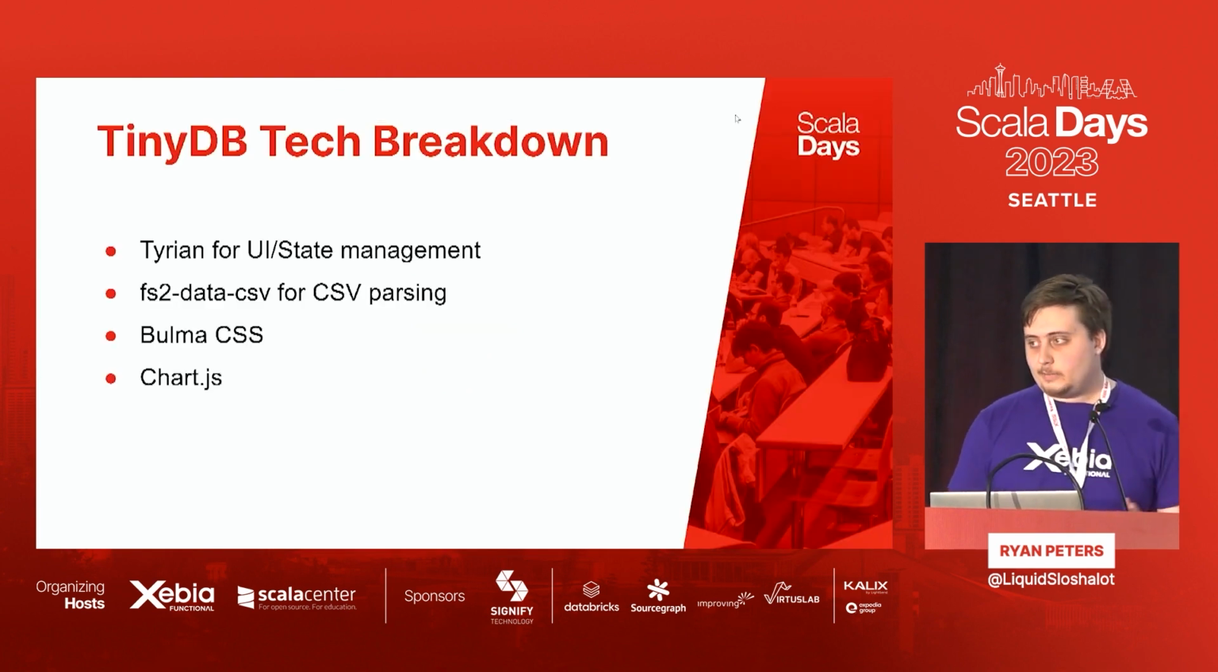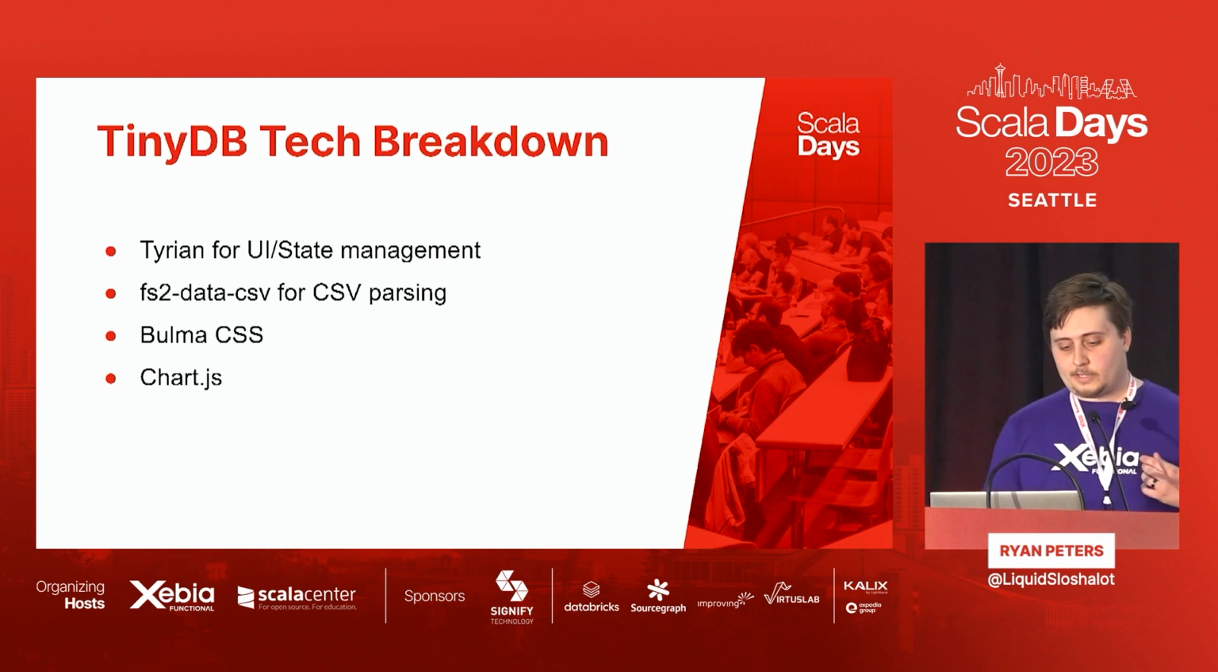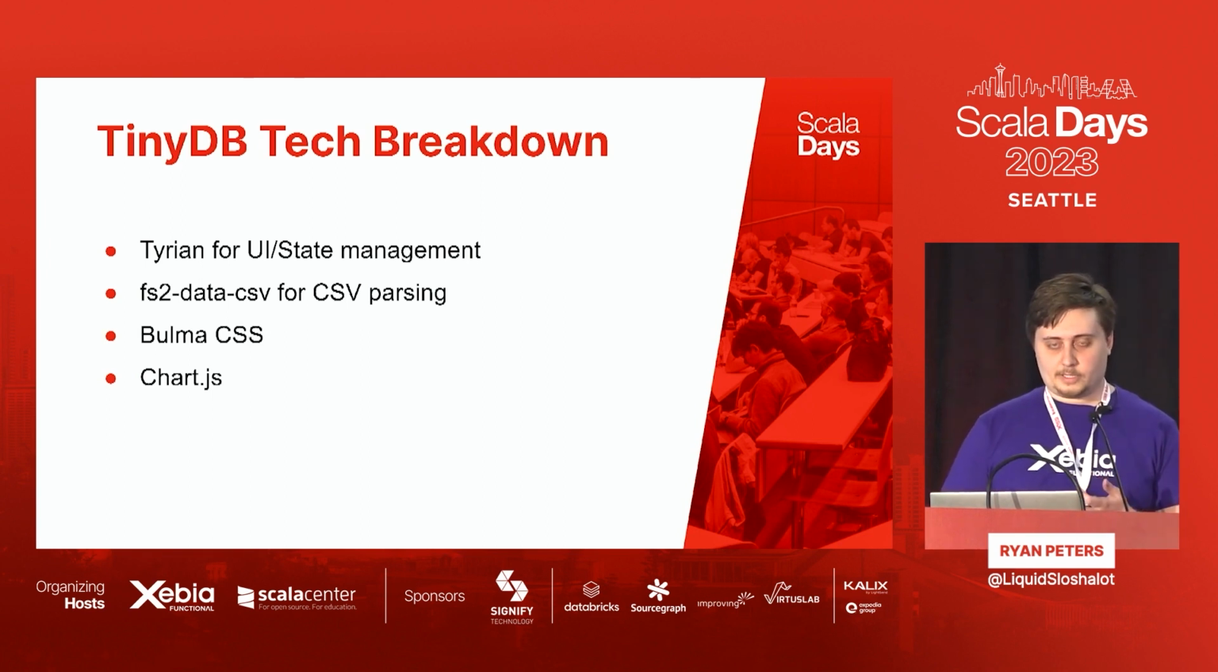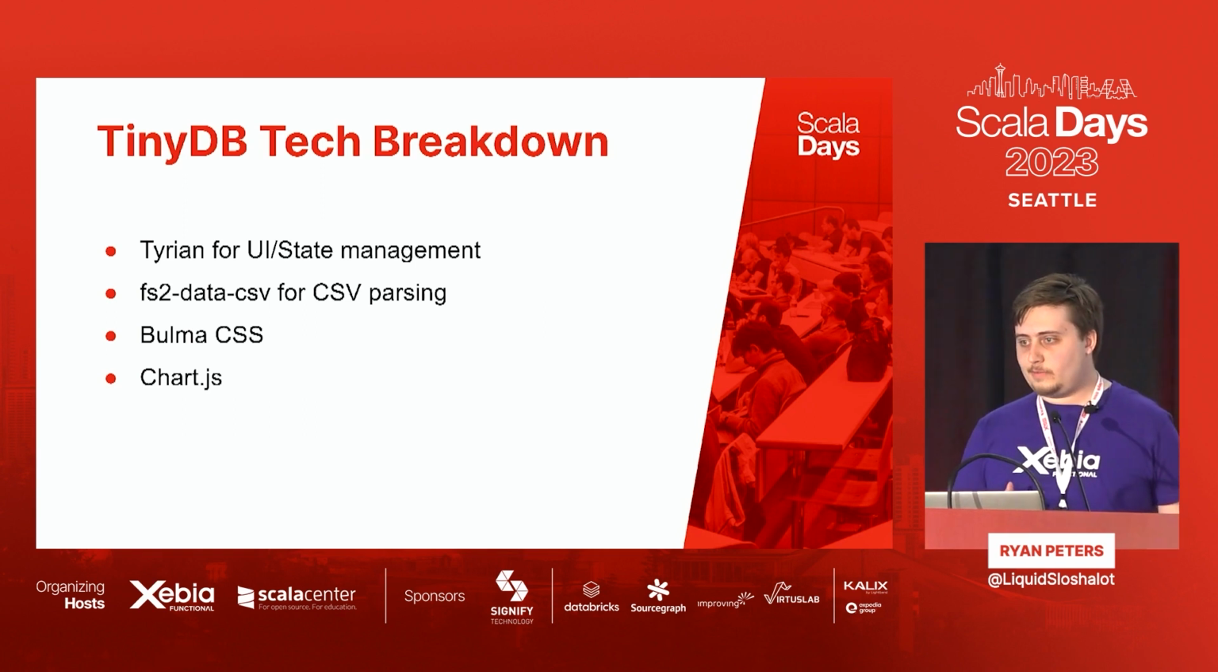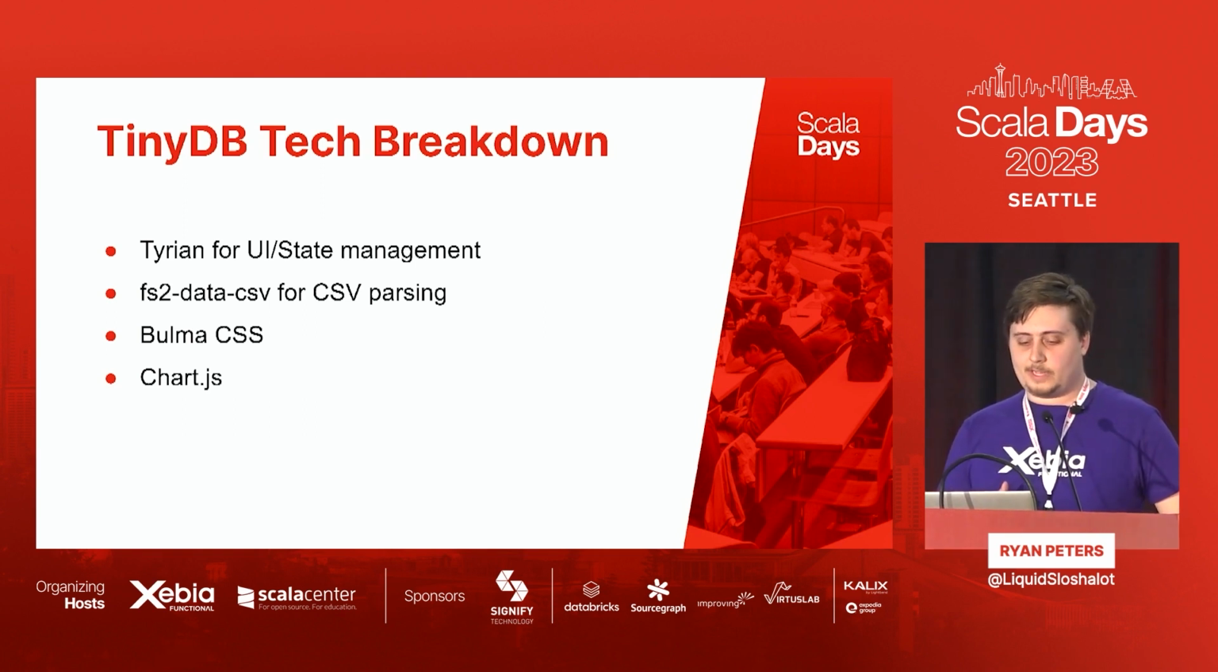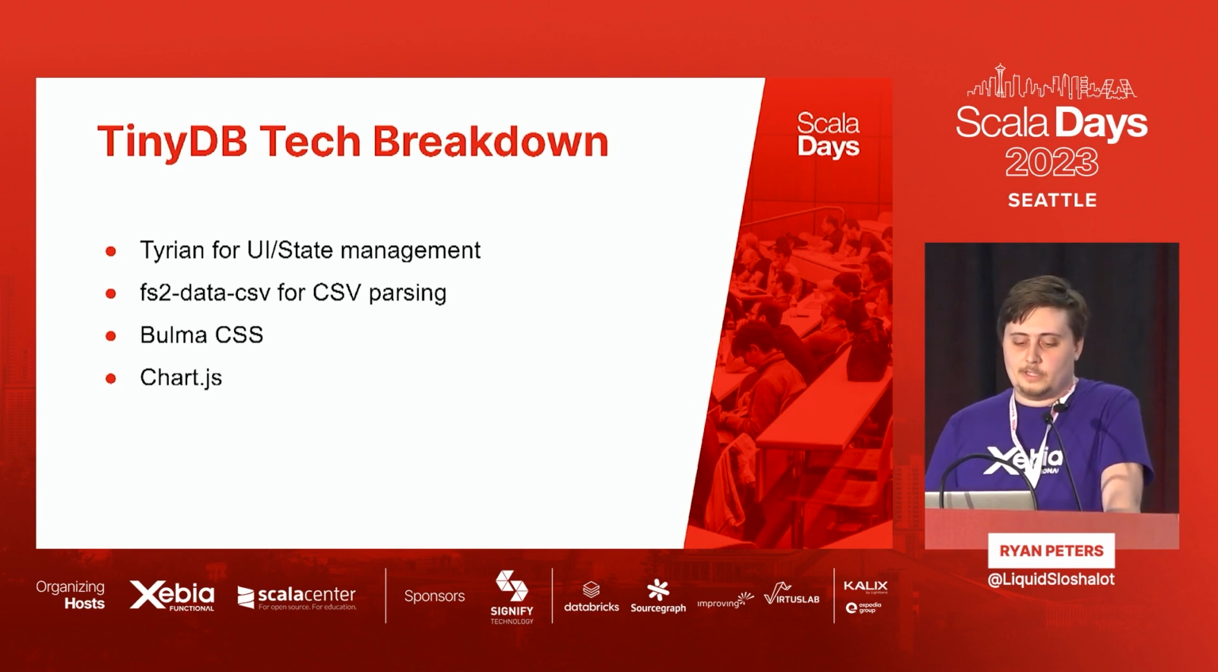So TinyDB has a whole bunch of different things going on under the hood. It's using the Tyrian library / framework for UI and state management. If any of you were doing the workshop that Jack and Rafa were doing, I believe that they used Tyrian for some of that. I've used FS2 data CSV for CSV parsing. So all of those first 2 things so far are just entirely Scala. So almost no JavaScript dependencies except for the charts.